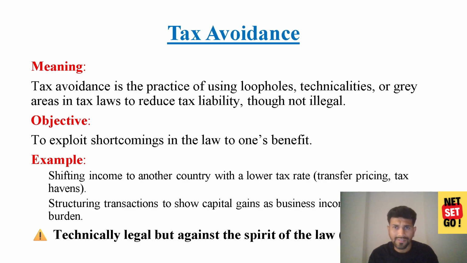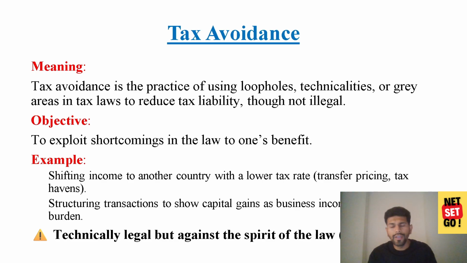Next, tax avoidance. Tax avoidance is a practice of using loopholes in the system or technicalities or gray areas in the tax law to reduce tax liability. Though it is not illegal, yes, tax avoidance is also not illegal because the loopholes are provided in the tax system. For example, you must have heard about Panama Papers or investment in real estates in Mauritius. So, these are tax avoidance loopholes.